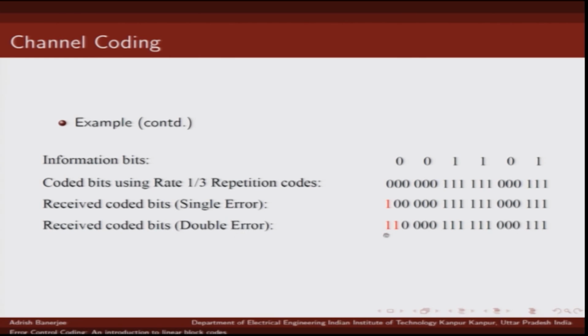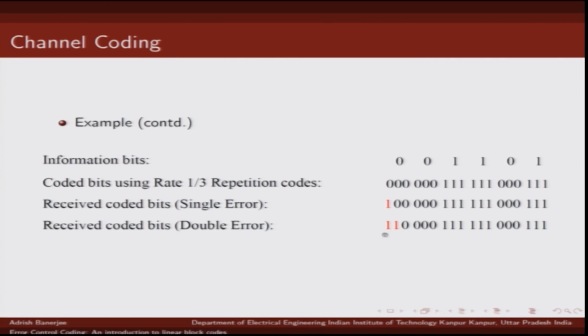So, let us consider a scenario when the first 2 bits are received in error. So, we have 1 1 and the rest of the sequence is this. Now, can we detect a double error? We again look at 3 bits at a time. The first 3 bits are 1 1 0. Now, we can see that there is an error.